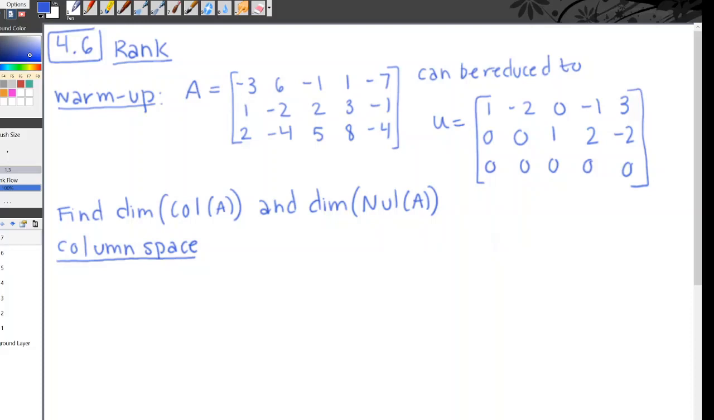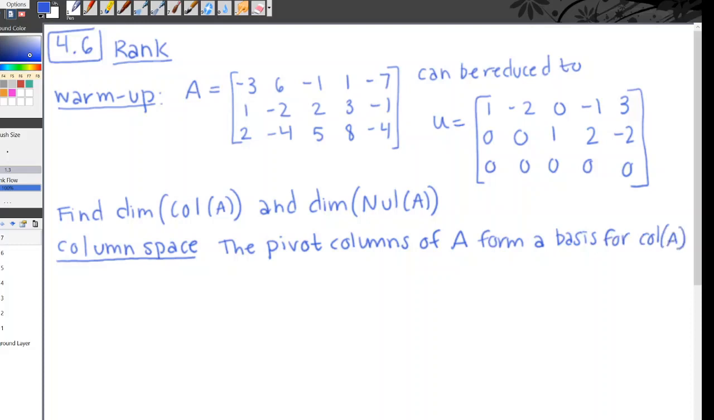So let me first write that fact down. So the pivot columns of a matrix A form a basis for the column space of A.